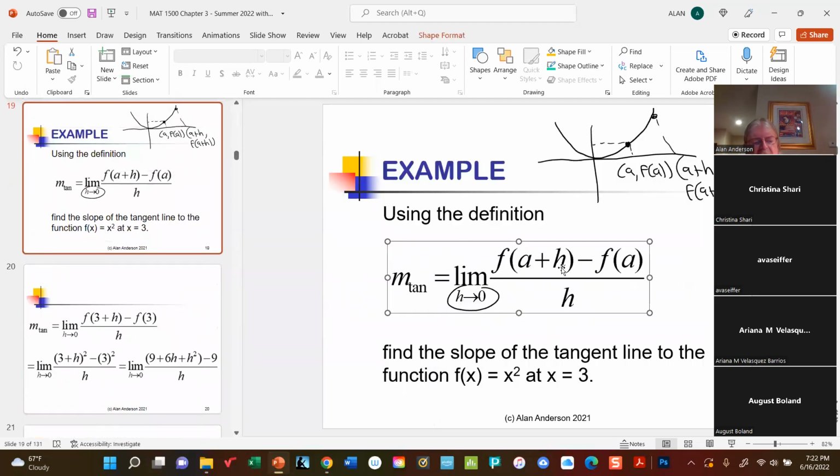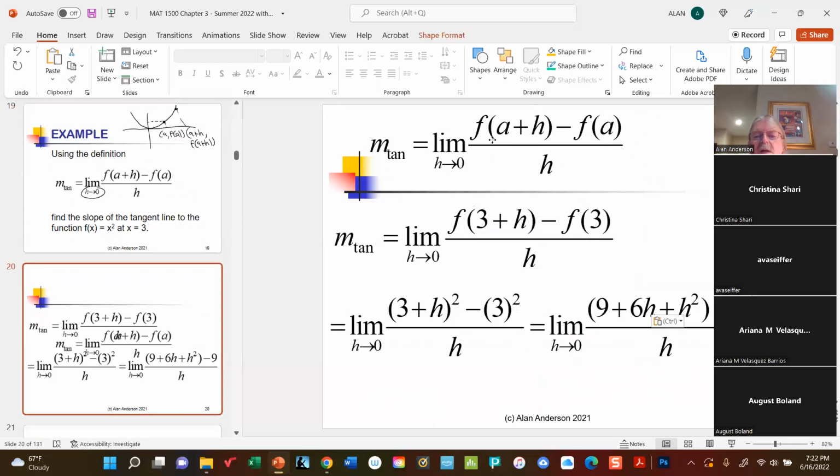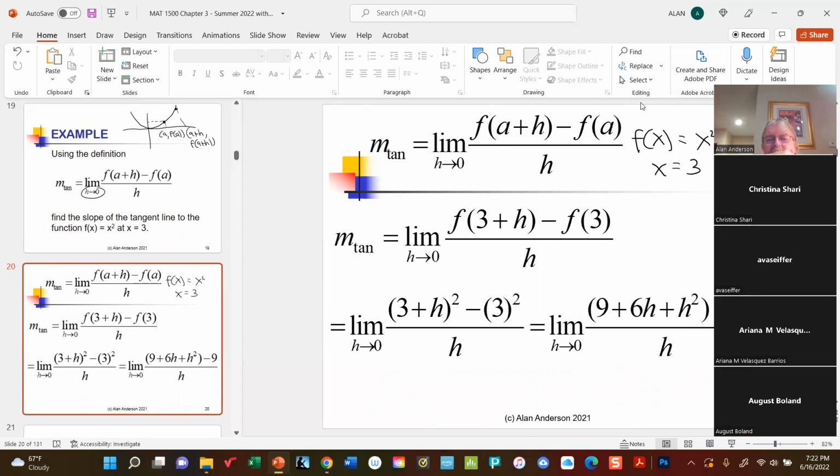So yeah, let me just copy this here so you can see it again. Anyway, once again, the function is x squared, and x is 3. At x equals 3, and that means that a is, actually what I should say is that a is 3.